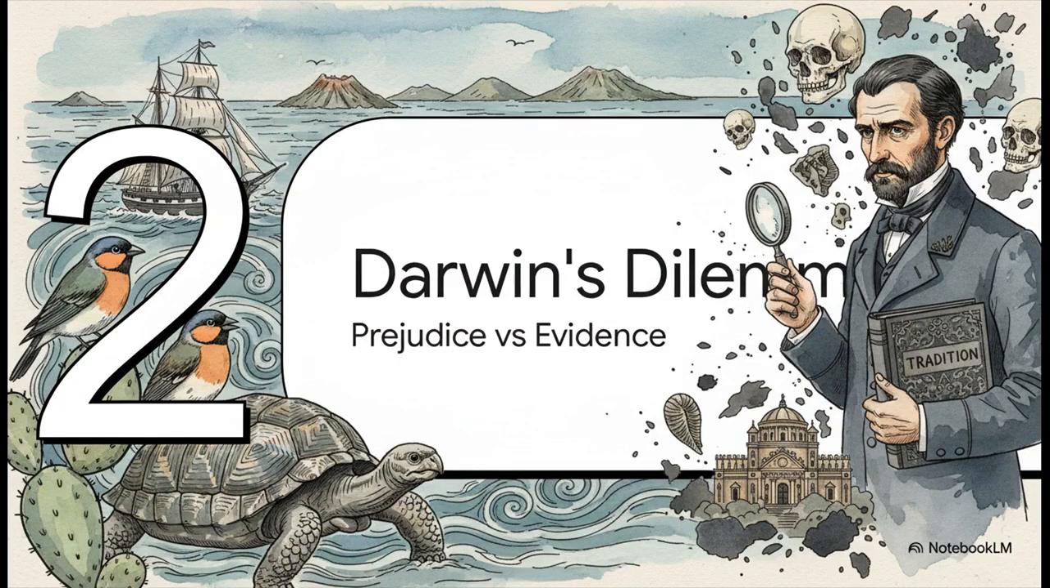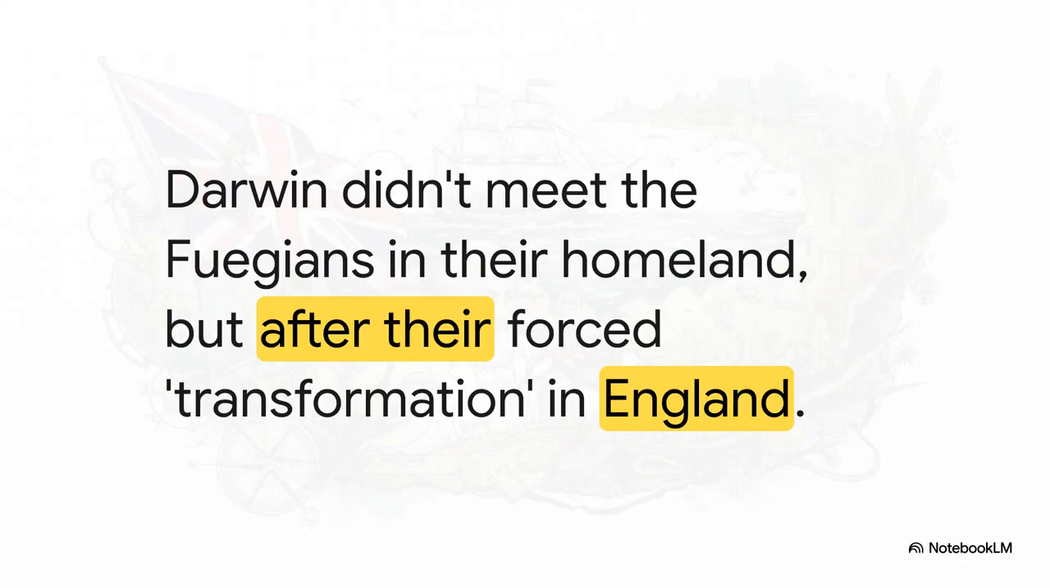So let's bring Darwin into the picture and see how this all creates this huge internal conflict for him. He stepped into a situation that was already in motion, and what he saw, well, it would challenge him for the rest of his life. This is such a key detail. Darwin didn't meet these people in their own environment. His first encounter was with Fuegians who were already wearing English clothes, speaking a bit of English, and had been taught Christian customs. He was seeing the results of the experiment, not the raw, painful beginning.